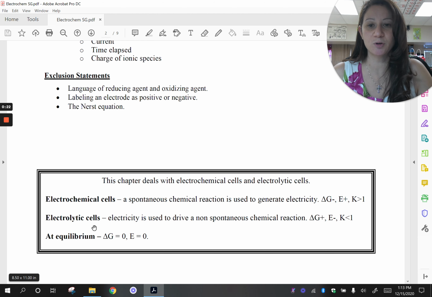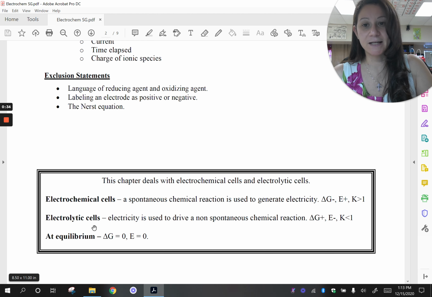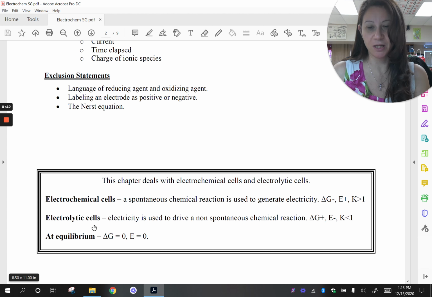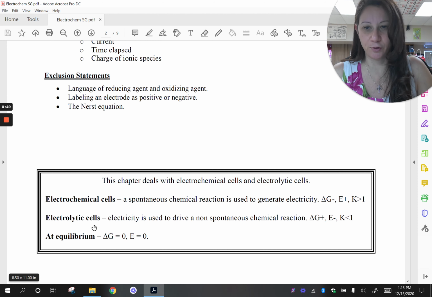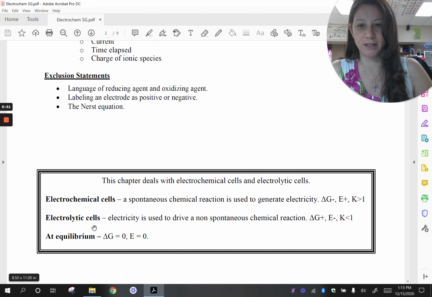cells. So in this chapter, we're going to deal with two types of cells, and they're the exact opposite of each other. Electrochemical cells are spontaneous reactions that produce electricity. Electrolytic cells are non-spontaneous reactions that, in order to get them to go, you have to add electricity to them. So it's very important in this chapter to know which one you are referring to, electrochemical or electrolytic cells.